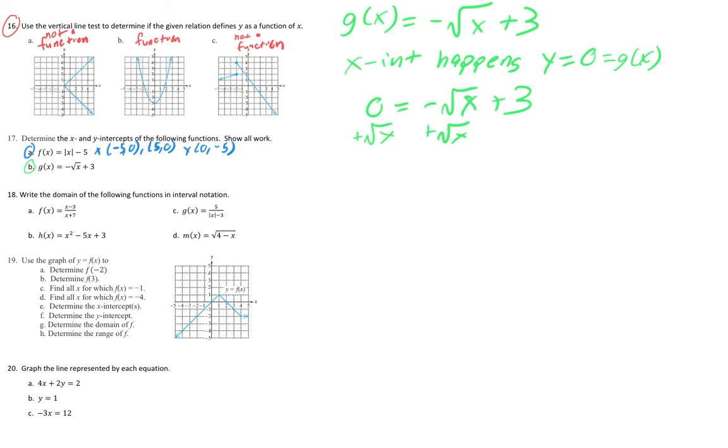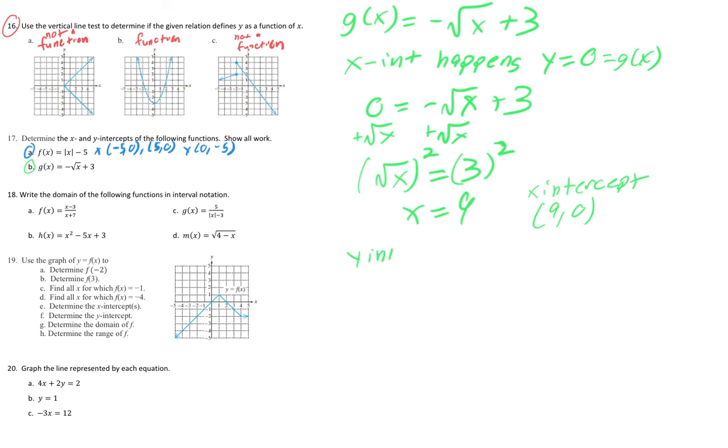So that means we know that the square root of x is going to be equal to 3. To get rid of that square root, we're going to square both sides. So that means that we know that x is going to be 9. So we have an x-intercept at (9, 0), right? Now look at our y.